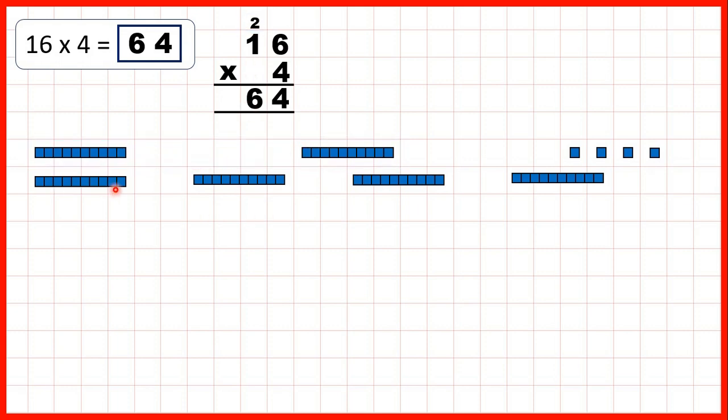Now what we have below these 4 tens here, we got from multiplying 1 ten by 4, but because we've made 2 more tens, that means that we have 6 tens here altogether. So that's why our answer is 64.